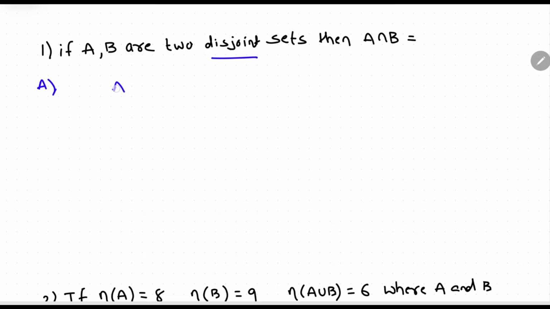So if I take set A, so set A is 2, 4, 6 and so on infinity. Set B is 1, 3, 5 and so on infinity. Now here the set A is having different elements comparatively to the B.